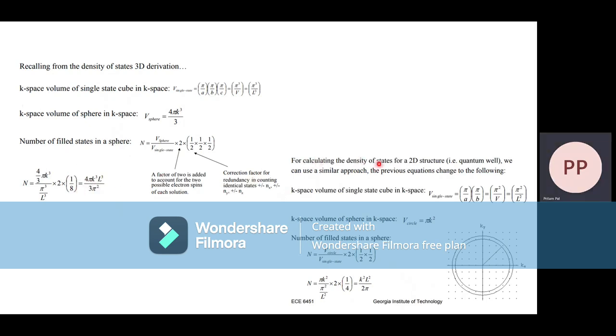So for calculating the density of states in a 2D structure, or let's say a quantum well, we can use a similar approach to what we just used for the 3D. The previous equation will then change to the following. The K-space volume will be reduced to a circular form, circular geometry.